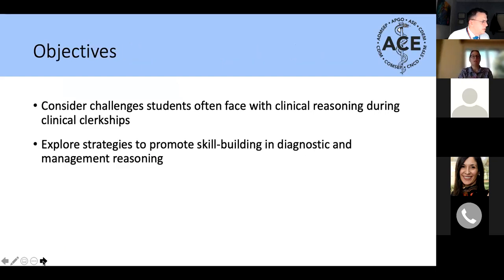So here are the objectives, simple: thinking about challenges that students face with clinical reasoning during clerkships, and then a little on strategies where we can facilitate skill development in diagnostic and management reasoning.